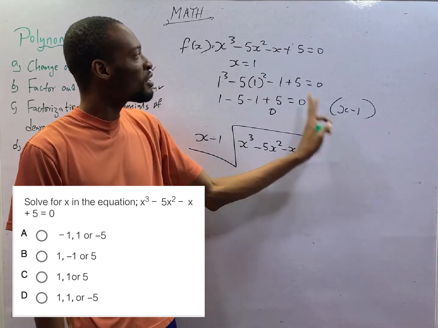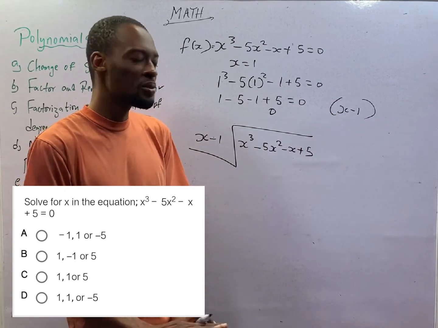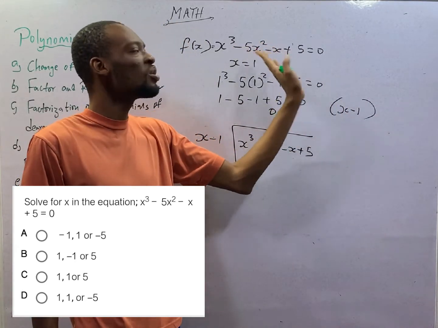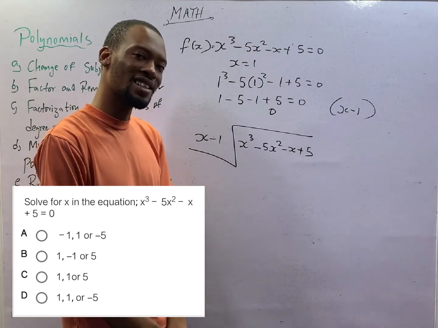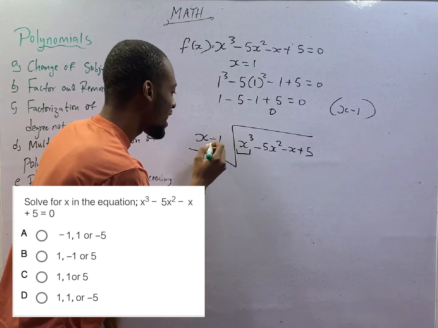I think by now, you should be able to understand the meaning of factor better. Now what if they give us this as a factor and they say find the remainder? You see that we are able to say s equals 1 and we substitute into the polynomial to get the remainder.